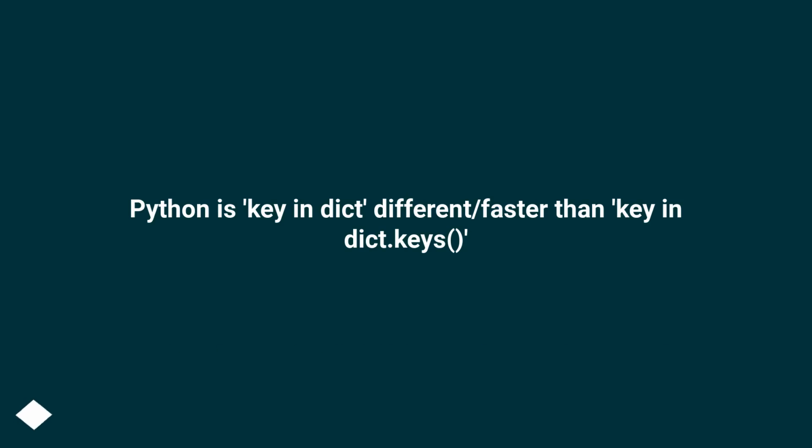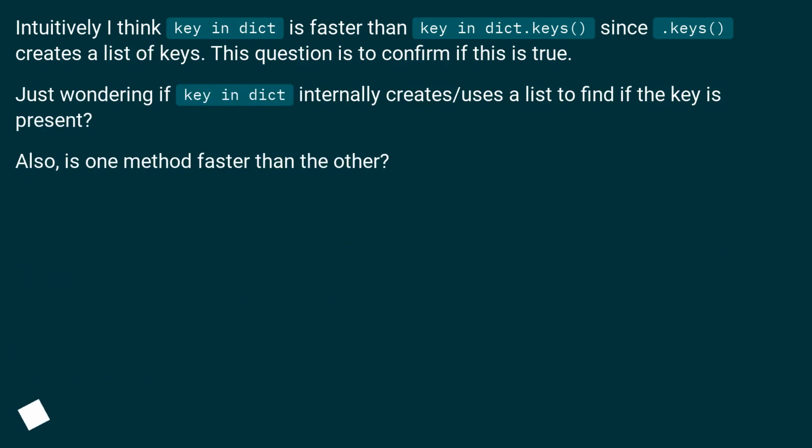Is Python's "key in dict" different from, or faster than, "key in dict.keys()"? Intuitively, I think "key in dict" is faster than "key in dict.keys()", since .keys() creates a list of keys. This question is to confirm if this is true. I'm just wondering if "key in dict" internally creates or uses a list to find if the key is present. Also, is one method faster than the other?